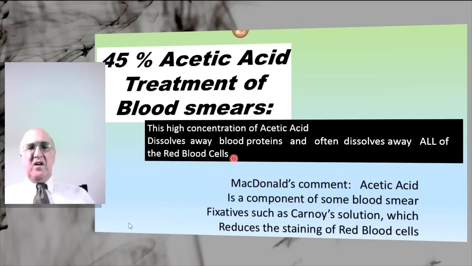often dissolves away all of the red blood cells. Now, you may do a shorter treatment with the 45% acetic acid and allow some of the red blood cells to persist and give you a structure like we started out with, which is a red blood cell with Borrelia coiled up inside, or you can let the slide sit in the acetic acid for a longer period of time, and then all the red blood cells will be destroyed.